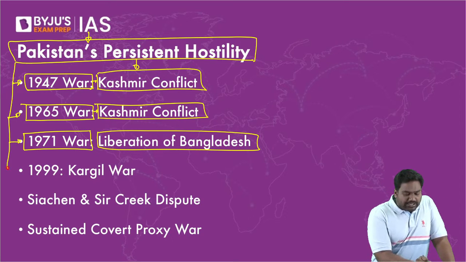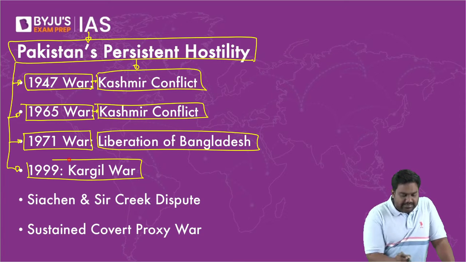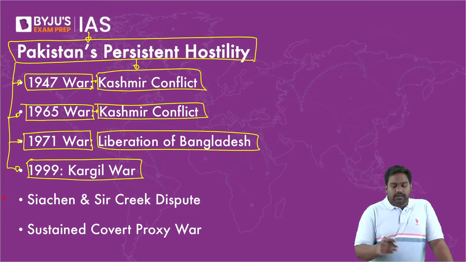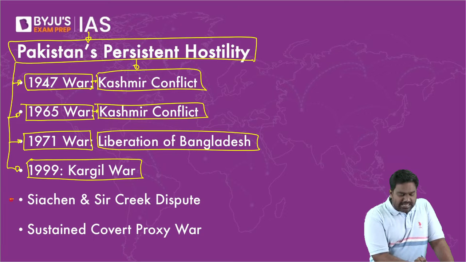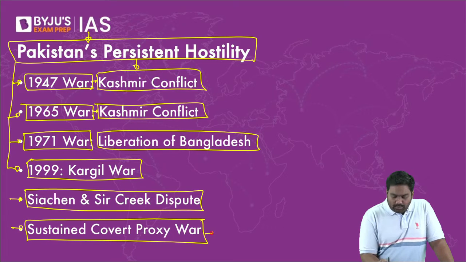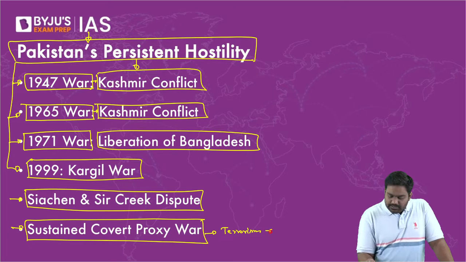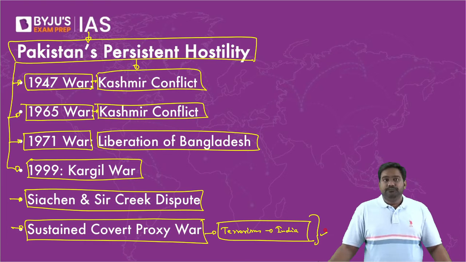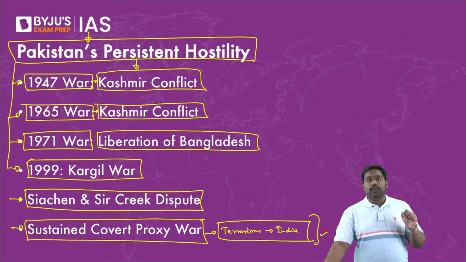Then we had a limited conflict over Kargil in 1999. Apart from these wars and conflicts, we have a few standing disputes, the Siachen dispute and the Sir Creek dispute, which I was mentioning. And we also have the sustained covert proxy war of Pakistan against India, of using terrorism as a weapon against India. So these are the major standing issues that we have. Now let us study this one by one.